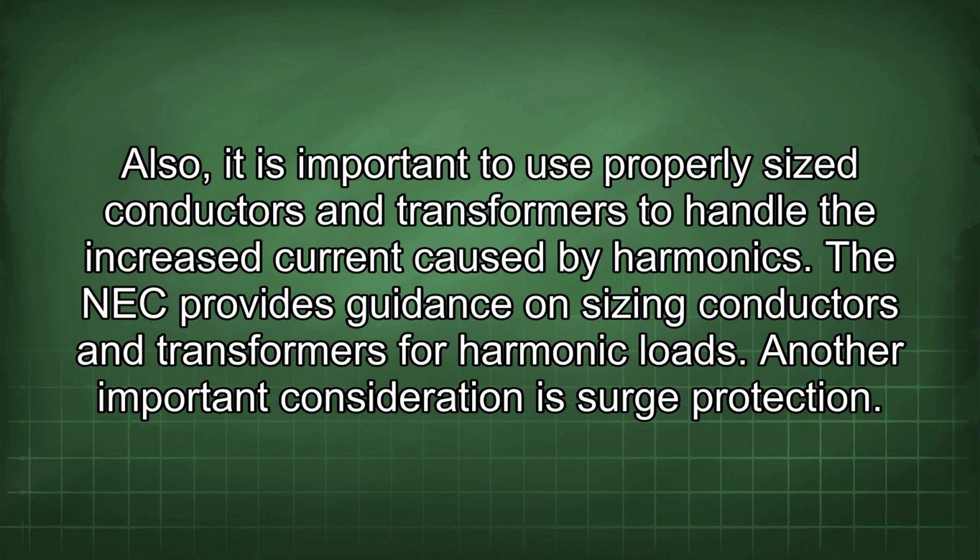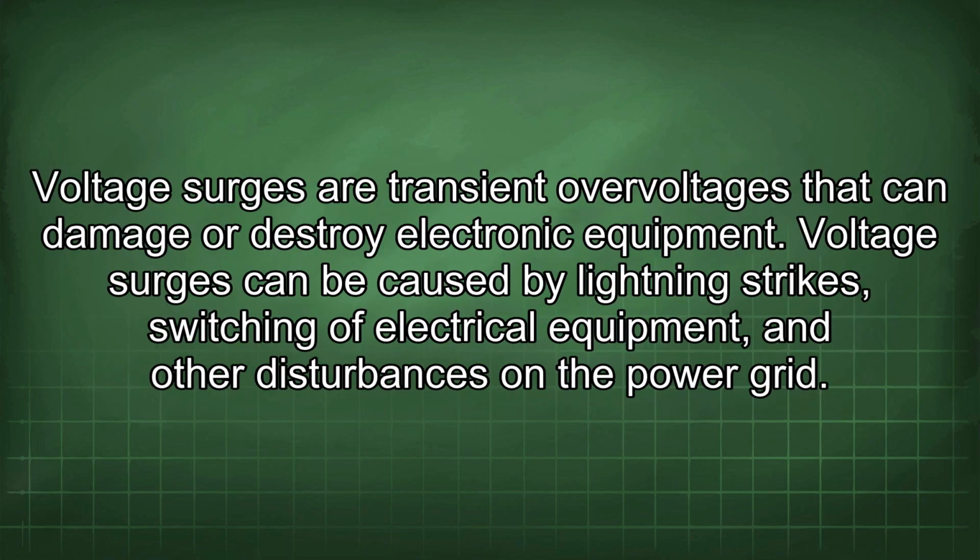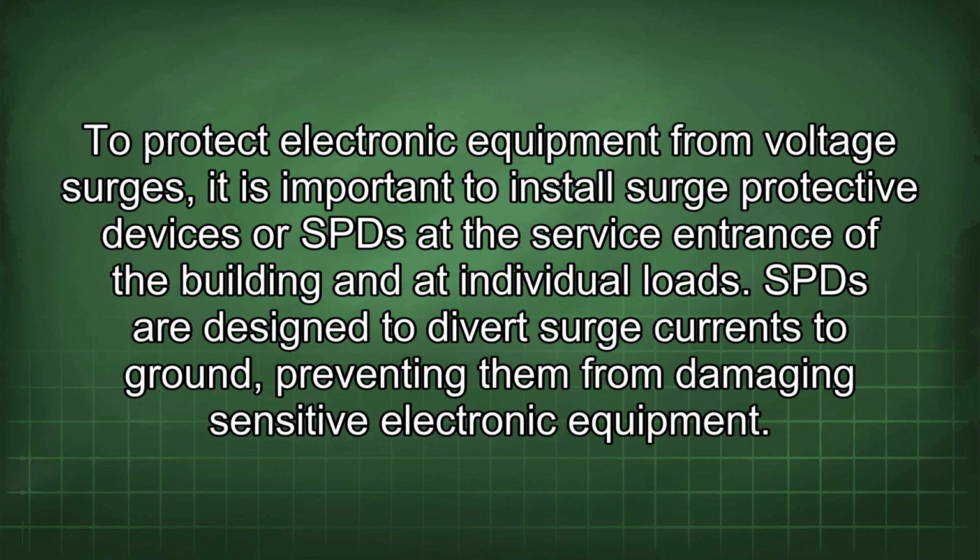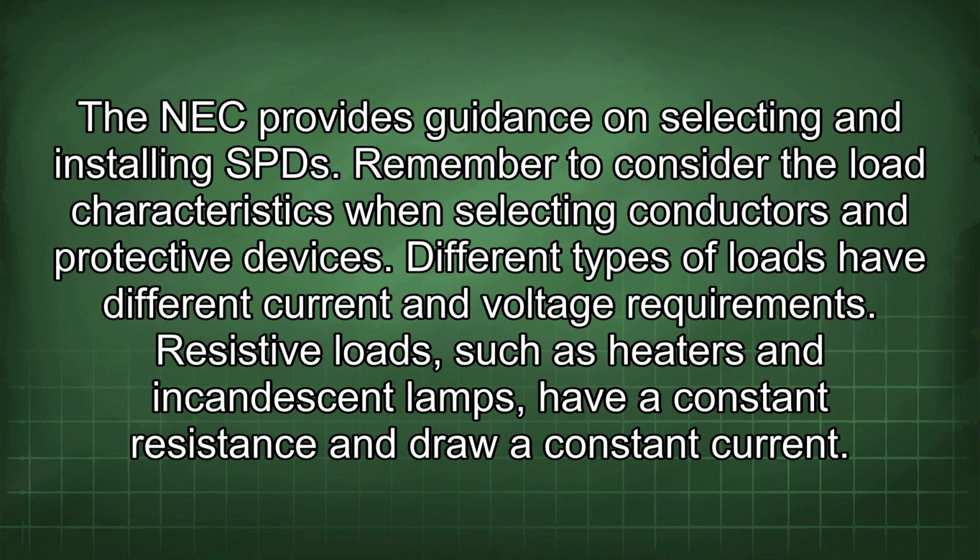Another important consideration is surge protection. Voltage surges are transient overvoltages that can damage or destroy electronic equipment. Voltage surges can be caused by lightning strikes, switching of electrical equipment, and other disturbances on the power grid. To protect electronic equipment from voltage surges, it is important to install surge protective devices, or SPD, at the service entrance of the building and at individual loads. SPD are designed to divert surge currents to ground, preventing them from damaging sensitive electronic equipment. The NEC provides guidance on selecting and installing SPD.